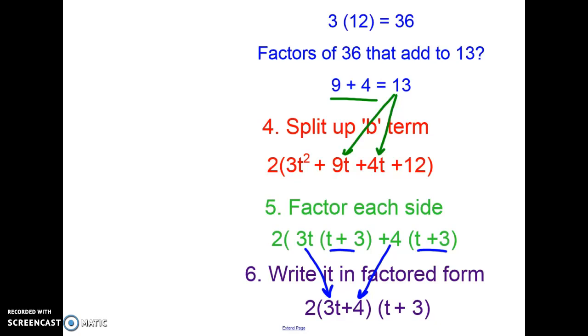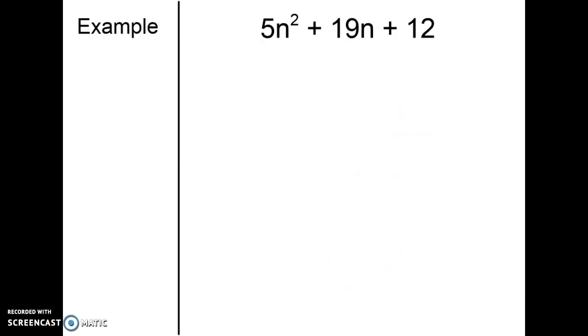So go ahead and pause the video or rewind it however you need to make sure you get those notes. But we're going to move on to some examples here.